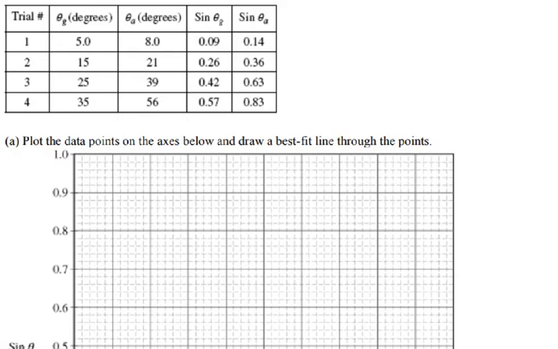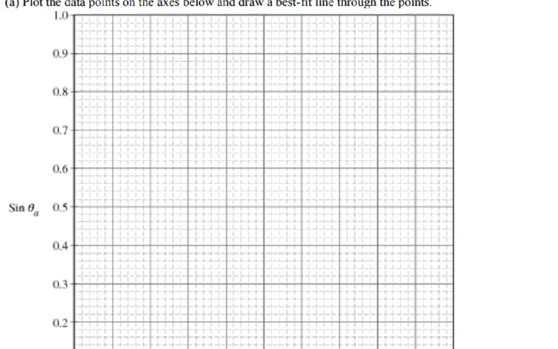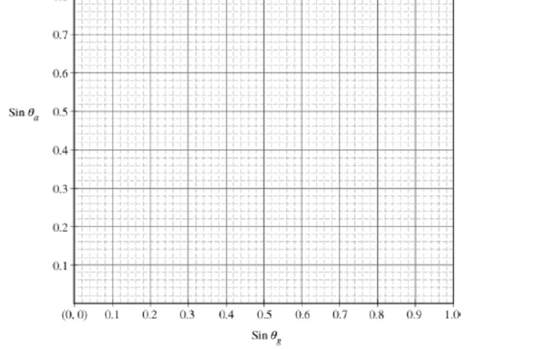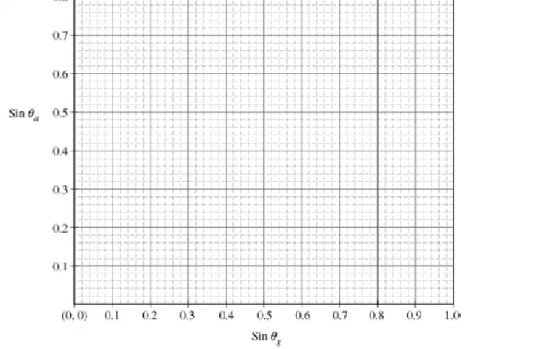So look at the table. I'm going to have it on a different screen as well to do the graphing, and use this table to plot your points for sine theta A and sine theta G. And I'm going to do the same. After you unpause it, we should have the graph.